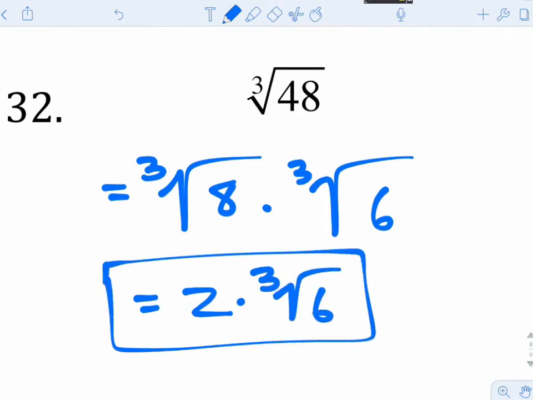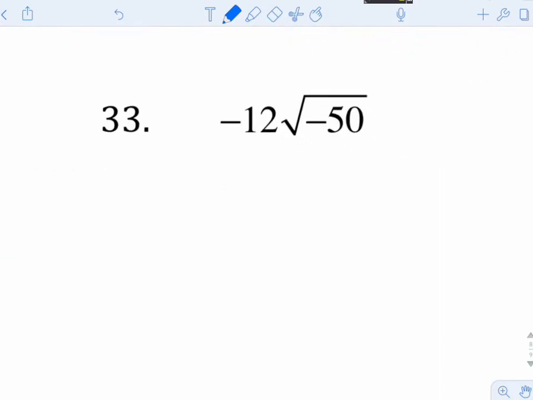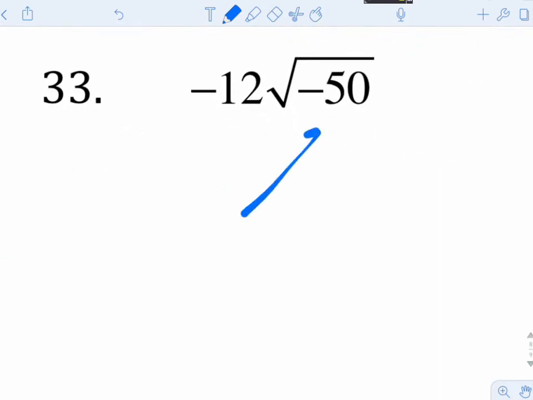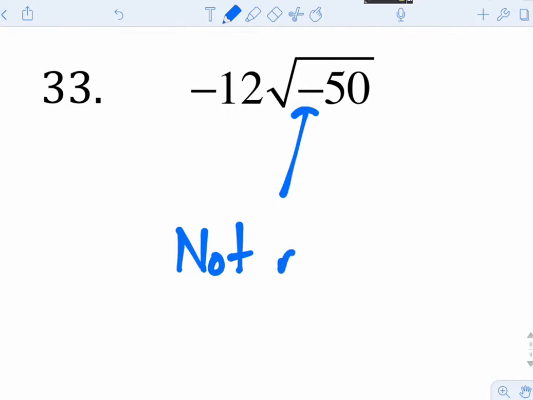Booyah. All right, 33. So maybe we're thinking, oh, 50, that factors into 25 and 2, and 25 is a nice perfect square, but we cannot take the square root of a negative number, or at least it will not be real. So immediately, whoop, stop right there. Not real. Not going to happen. Don't need to do anything else.